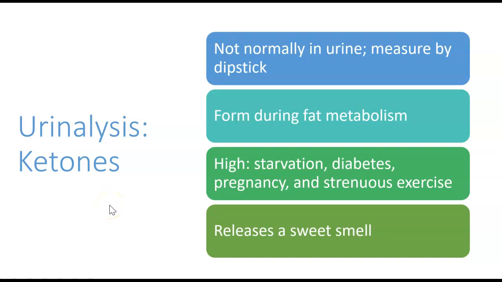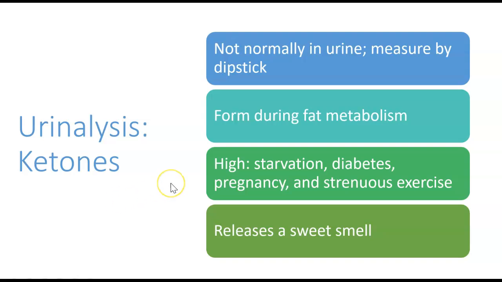Ketones, normally not found in urine. Again, it can be measured with the dipstick. It is formed during fat metabolism. So when your body doesn't have enough carbohydrates and it has to start resorting to breaking down fats for energy, we're going to get ketones in our urine. So if you have a high level of ketones, it can be a sign of starvation, because your body basically is resorting to breaking down the fat because it doesn't have any other energy source.